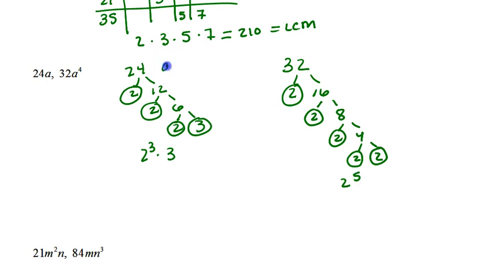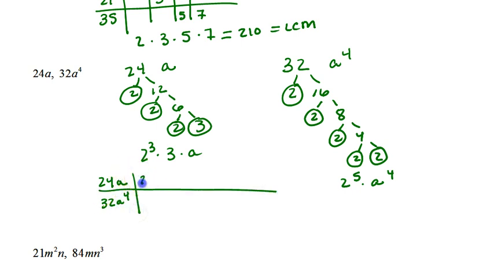Alright, notice I also have A here and A to the 4th here. So A to the 4th and A. So let's write it out. 24A and 32A to the 4th. Let's make our table. For here I have 2 to the 3rd, 3, and A. Here I have 2 to the 5th and A to the 4th. Notice I'm putting the same thing in each column. My largest one here is 2 to the 5th. Here it's 3, and here it's A to the 4th.